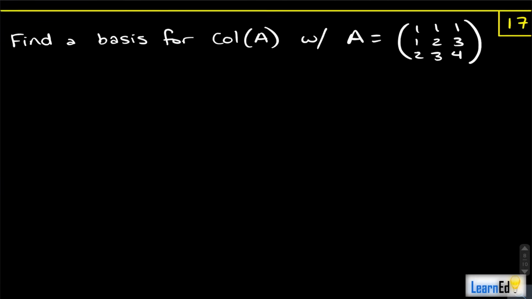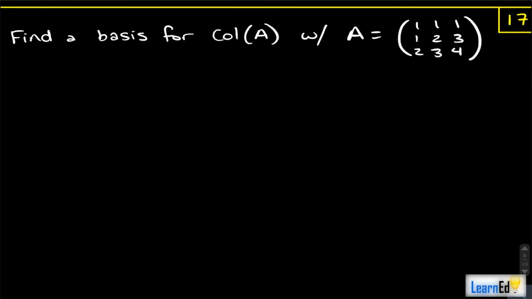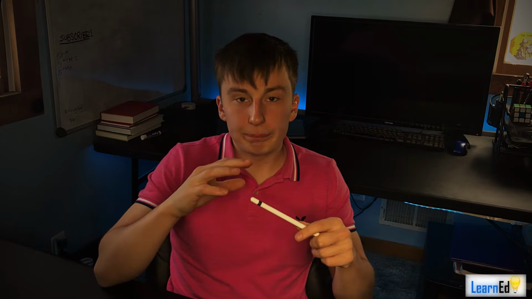So moving on to our next basis problem, number 17 is asking us to find a basis for the column space of A, with A being a 3 by 3 matrix. So we now want to find a basis for the column space. Basically what this means is that maybe one of these column vectors in A is useless. Remember what the column space of A actually is.